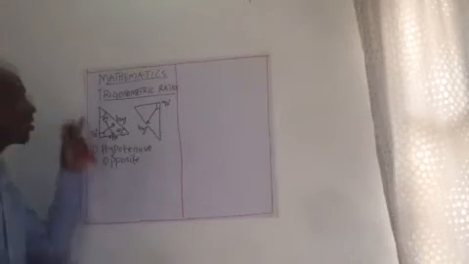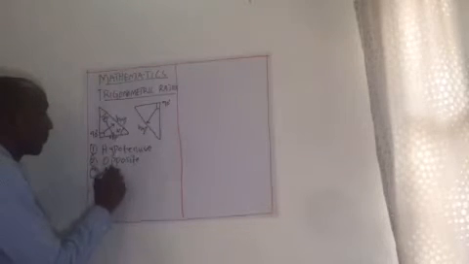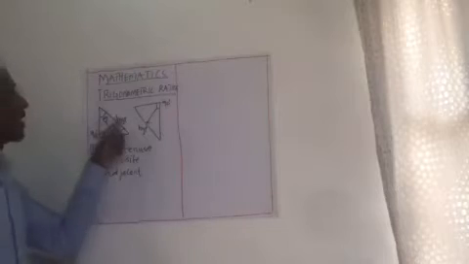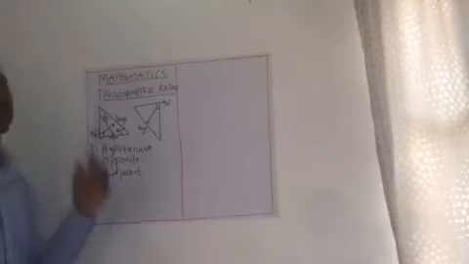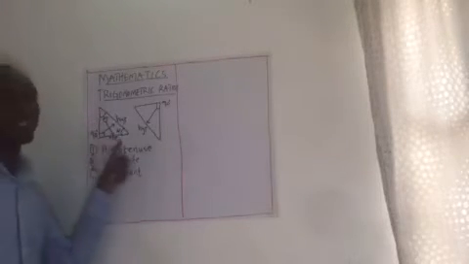And automatically the third side becomes the adjacent side, right? So if this is the hypotenuse and this is the opposite, automatically this becomes the adjacent.